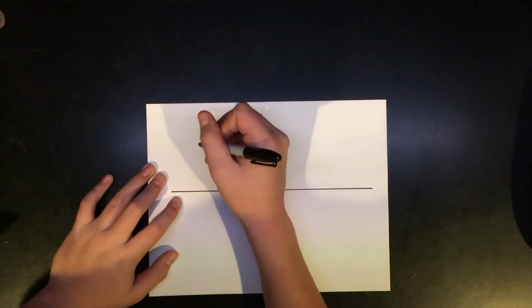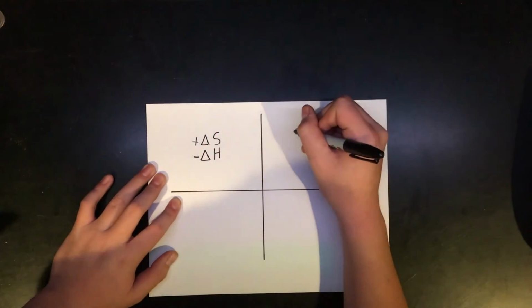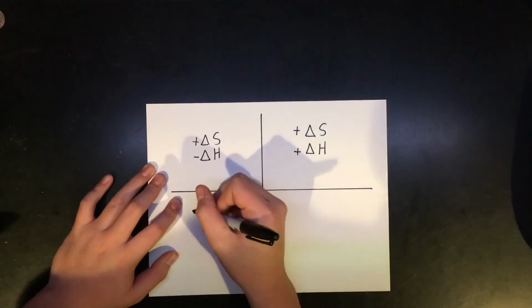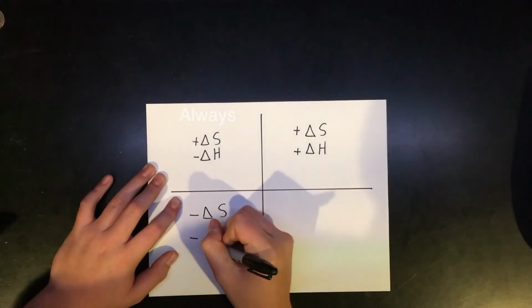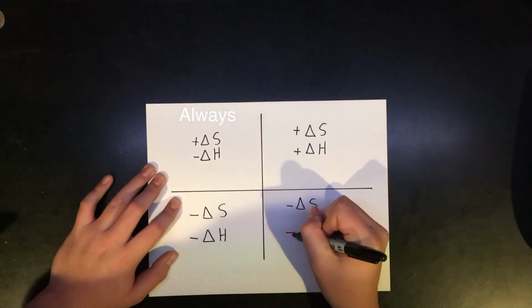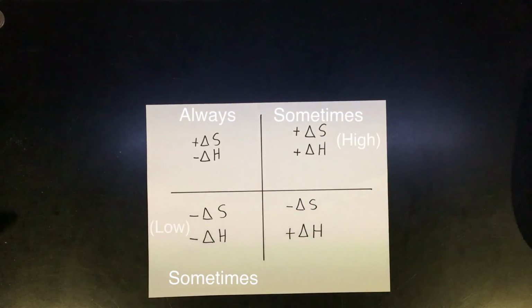There is a graph that is able to tell whether a reaction will always, sometimes, or never happen. If entropy is positive and enthalpy is negative, the reaction will always happen. If both are positive or both are negative, they will sometimes happen, depending on whether the temperature is high or low, and if entropy is negative and enthalpy is positive, the reaction will never happen.